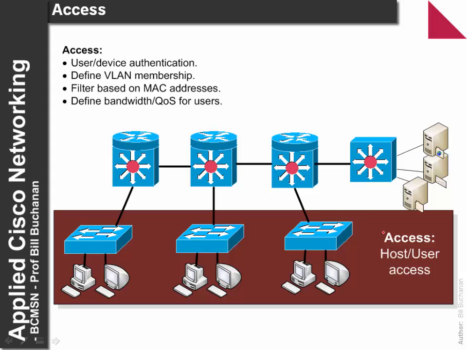So at the access layer, we typically get user or device authentication onto the switch. We have VLAN membership, where we can define the VLAN number that a host might be connected to. We can filter on basic MAC addresses, and we can also define the quality of service for each user or each port on the switch, where we might give high priority to one node and a low priority to another node.